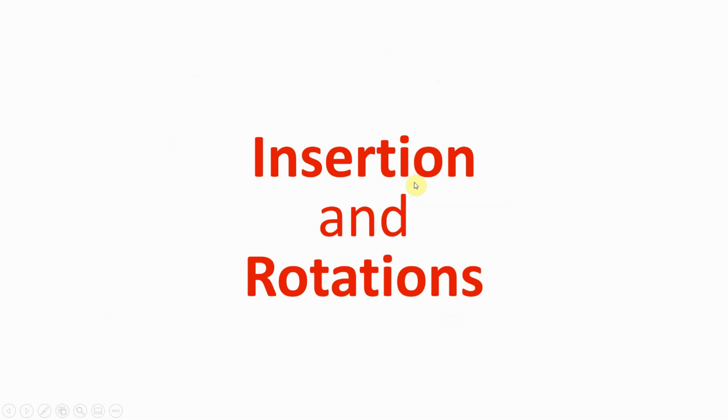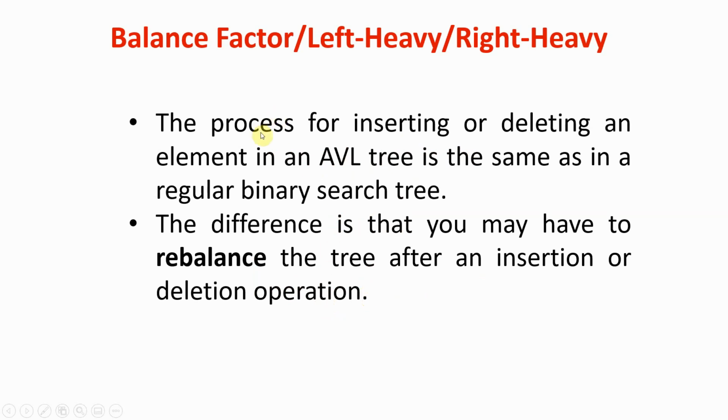Now we have to make sure that after we insert a node into the BST, it still keeps the AVL property. Okay, so in order to do that, we have to do some operation called rotations. The process for inserting or deleting an element in an AVL tree is exactly the same as what we did in a BST, what you saw in the previous video. However, the difference is that after you do the insertion or deletion, you have to rebalance the tree. You have to do more work to make sure that the tree is still AVL, that all the nodes have the AVL property. This is basically rebalancing the tree.